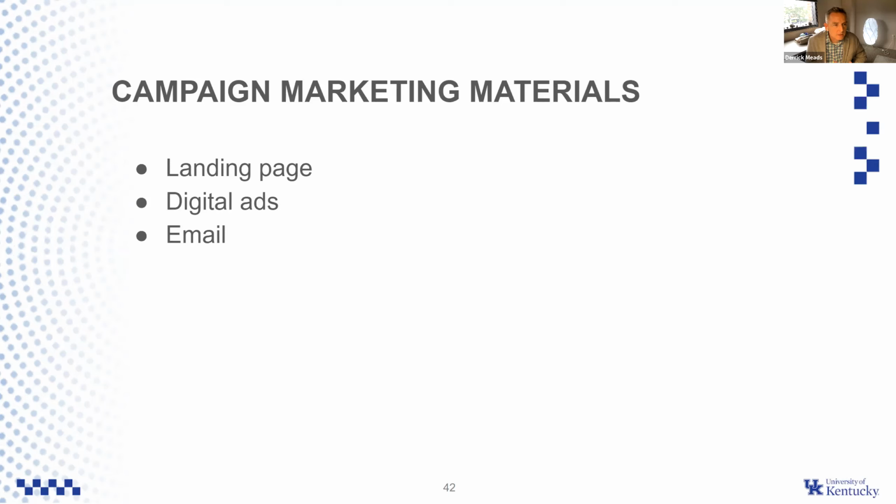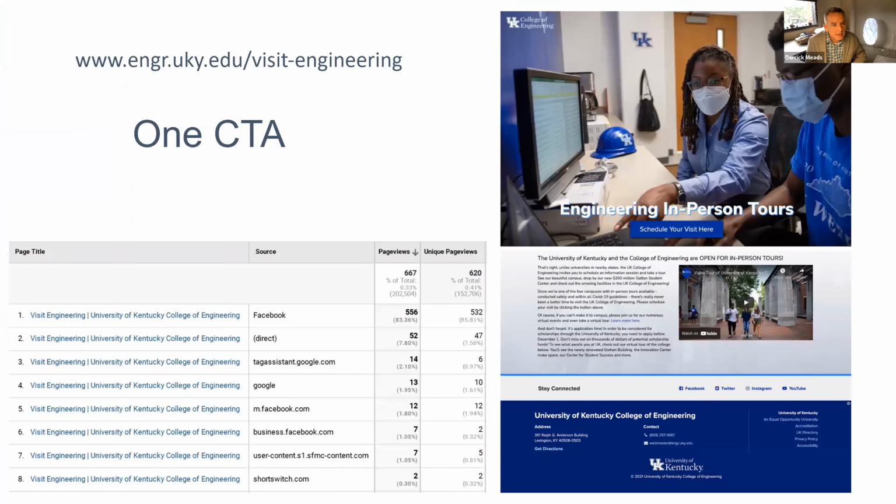Basic marketing materials: landing page, digital ads, email. Next. Landing page, we do have a special content type on our website for landing pages, which we're always playing with, trying to improve. So when you go, you'll notice the top level navigation disappears here. Since it's a landing page, we want to have one call to action. Schedule your visit here. Arguably, I probably shouldn't have the footer down there because those are other options to click away from the call to action.